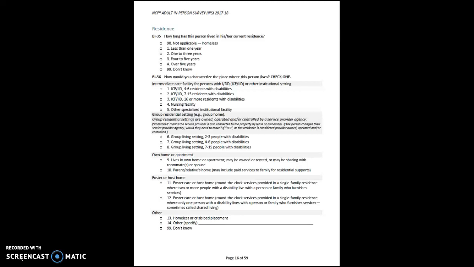Then we're going to go into some questions around residence. So BI 35 asks how long the person has lived at their current home. BI 36 is how you would characterize where the person lives.